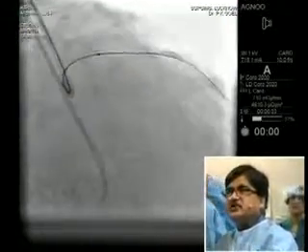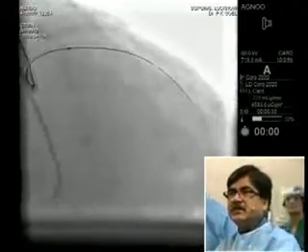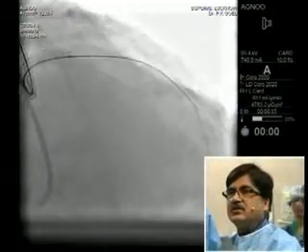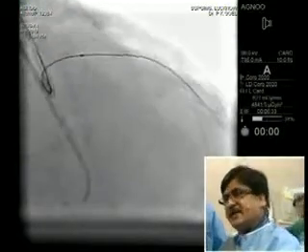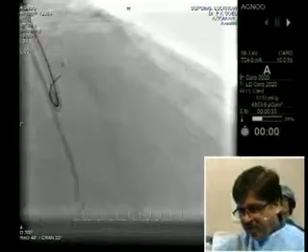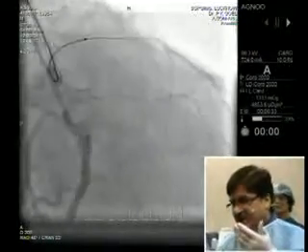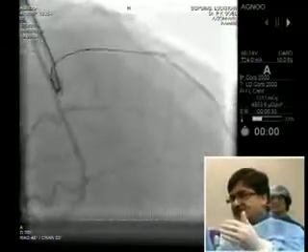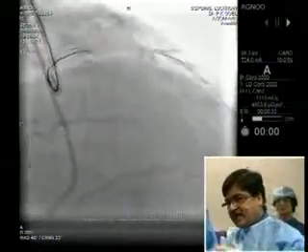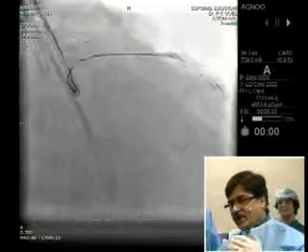Now you see that crossing? Now this is the Conquest Pro, because I could redirect it into the true lumen. So I think Ashwin was also saying the same thing. It needs to be stiffer, even if you leave the parallel wire. The parallel wire actually blocks the side port where you have entered the wrong way.